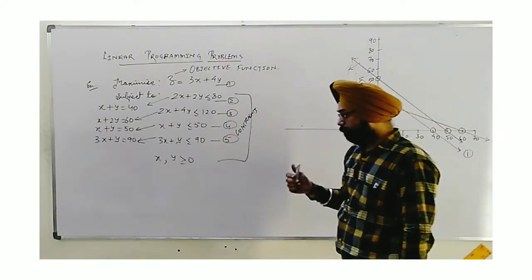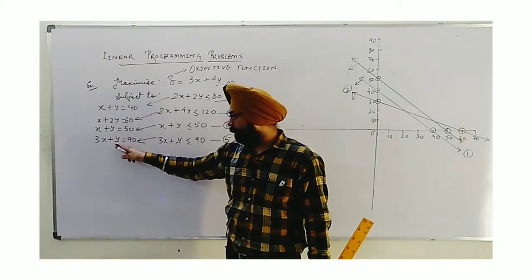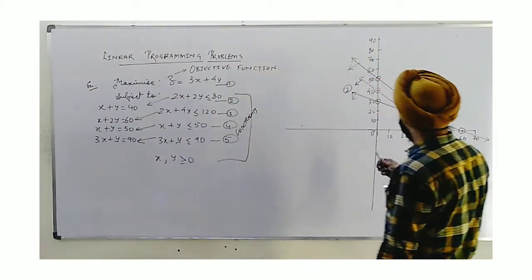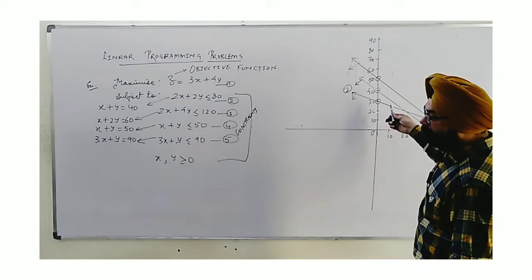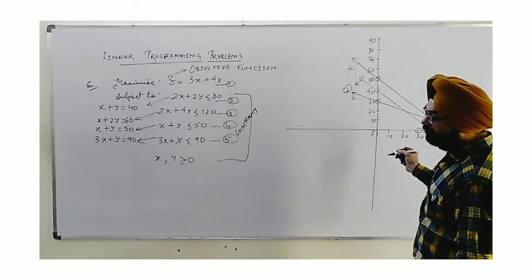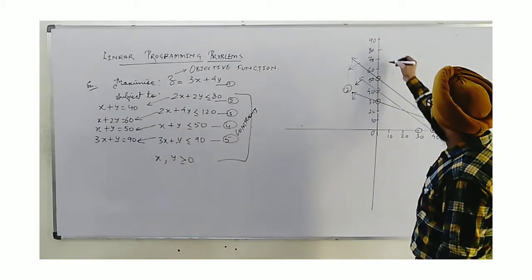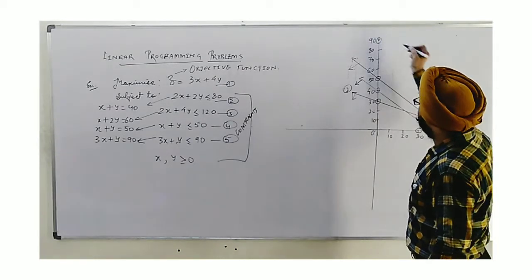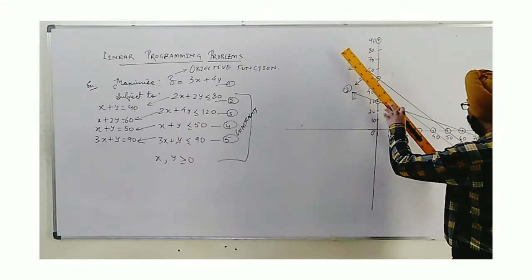So use that one. If I take y equal to 0, we get x equal to 30. Means 30 comma 0. 30 comma 0 is this point. And if I take x equal to 0, y becomes 90. Means this one point we need to join with the 30.